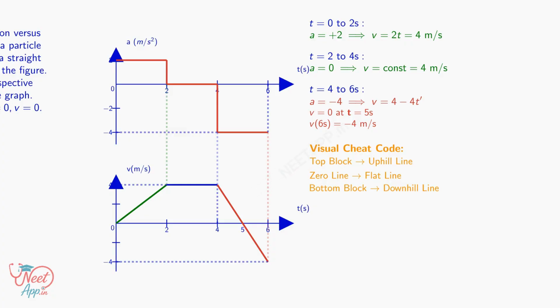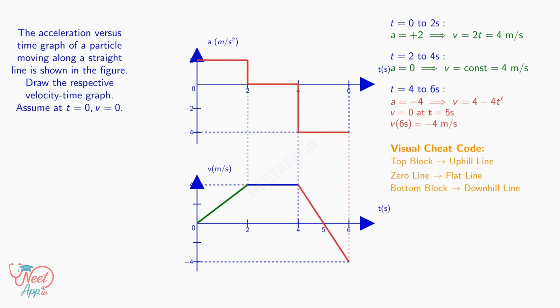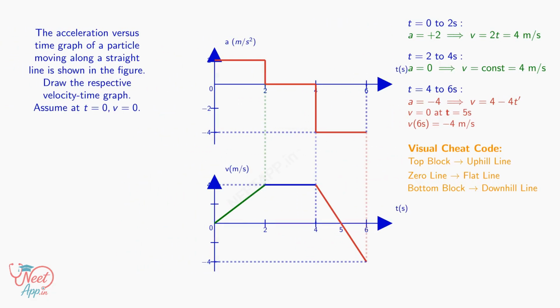Want a visual cheat code? Just memorize the shape mappings. A horizontal block above the axis becomes an uphill line. A block on the 0 line becomes a flat line. And a block below the axis becomes a downhill line. Connect them and you are done.